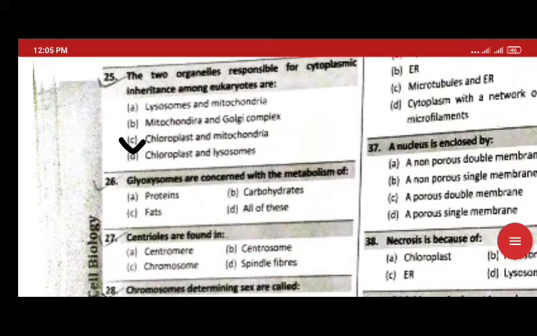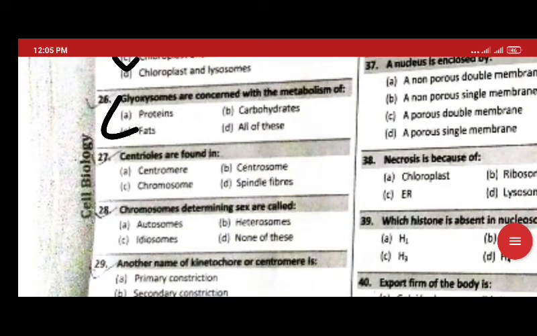Now 26 number is glyoxysomes are concerned with the metabolism. So glyoxysomes is for what? Fat. So C number is the right option, 26C. Now 27, centrioles are found in. So centrioles mainly found in what? Centrosome. So option B is what? Right. Option B is right.